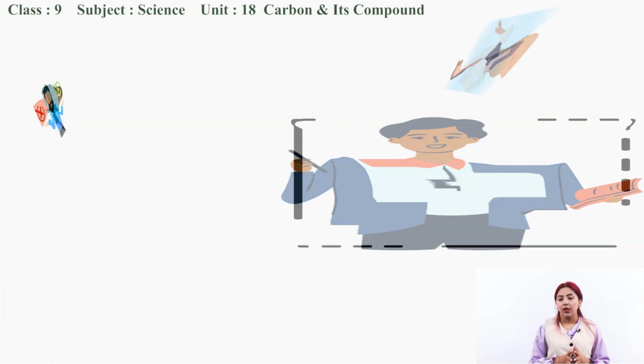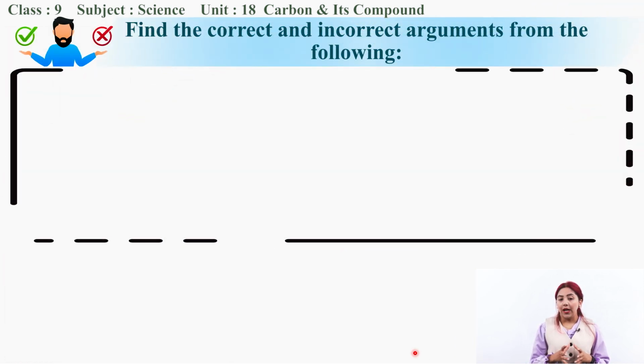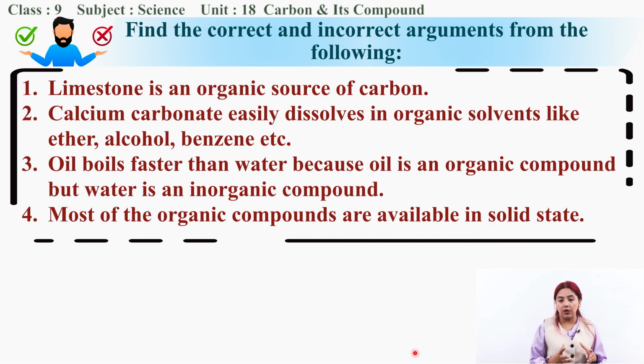Now another question. Find out among these 4 arguments which is correct and which is incorrect. Limestone is an organic source of carbon. Is this correct? No, it's incorrect. Why? Because limestone, even though it contains carbon, we studied that it is an inorganic source of carbon.